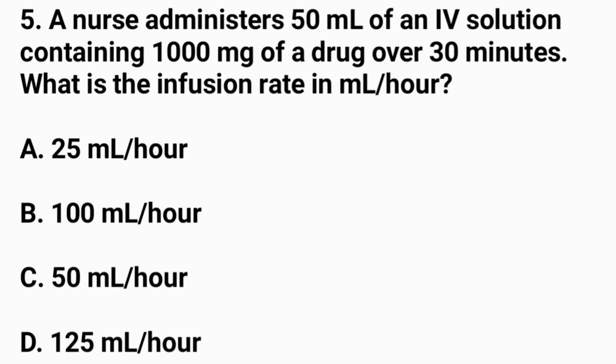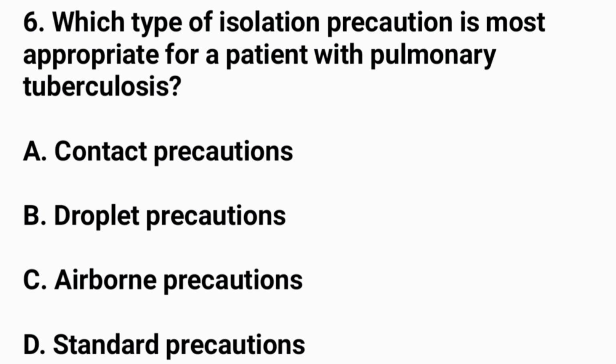Question number 5. A nurse administers 50 ml of an IV solution containing 1000 mg of a drug over 30 minutes. What is the infusion rate in ml per hour? The right answer B. 100 ml per hour. Question number 6. Which type of isolation precaution is most appropriate for a patient with pulmonary tuberculosis? The right answer C. Airborne precautions.